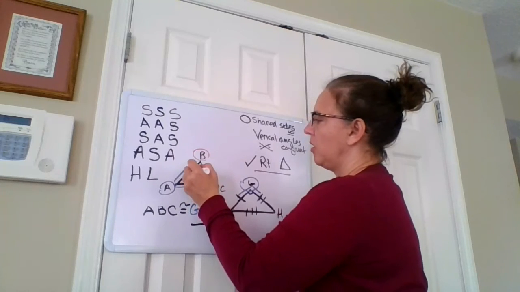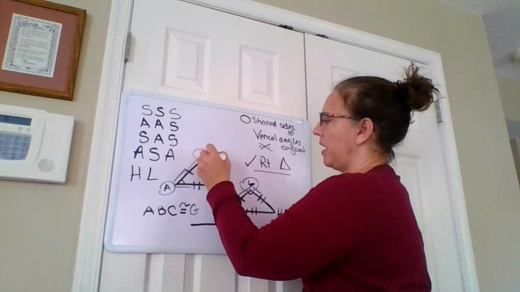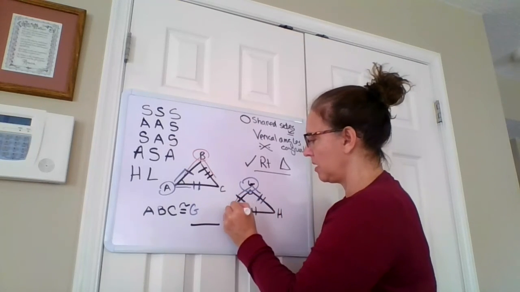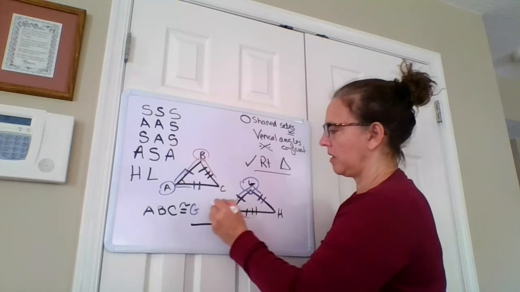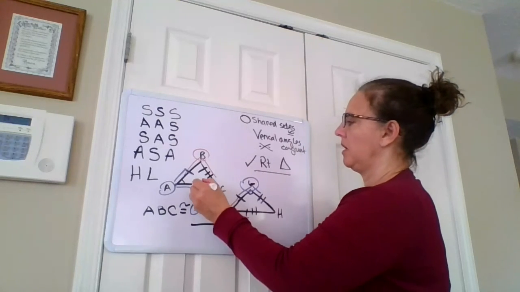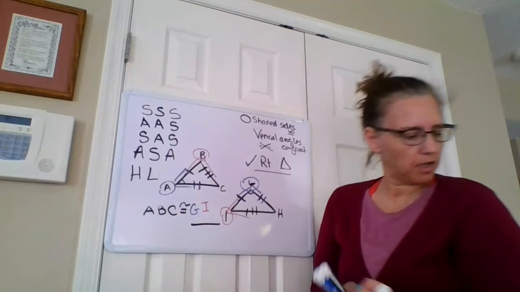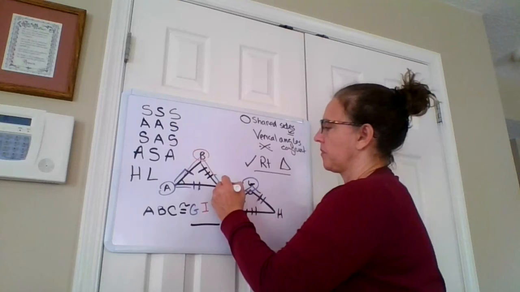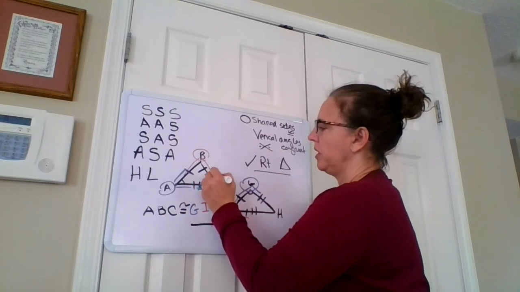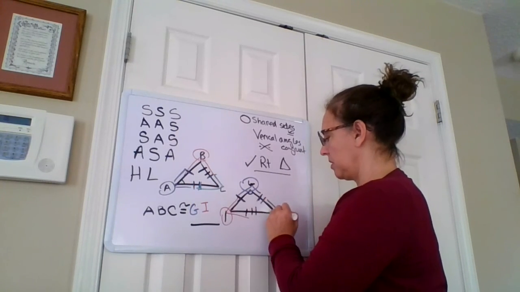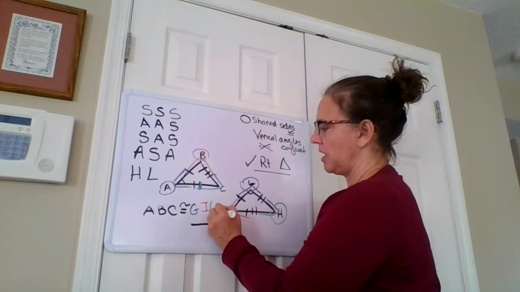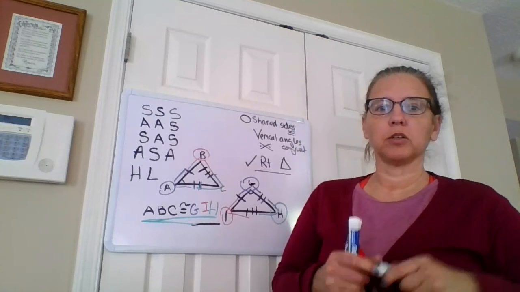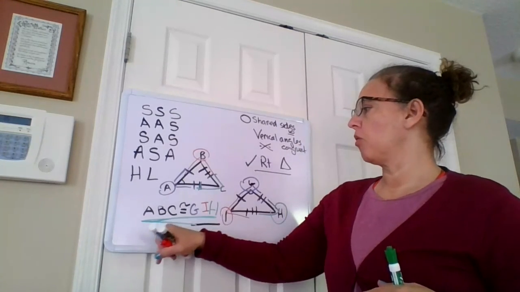Then I go to B, and I see B is between 1 and 3. So I go over here, I find 1 and 3, and that is I. And then C is between 2 and 3, 2 and 3, that would be H. Remember this, when you're labeling the triangles, the order matters.